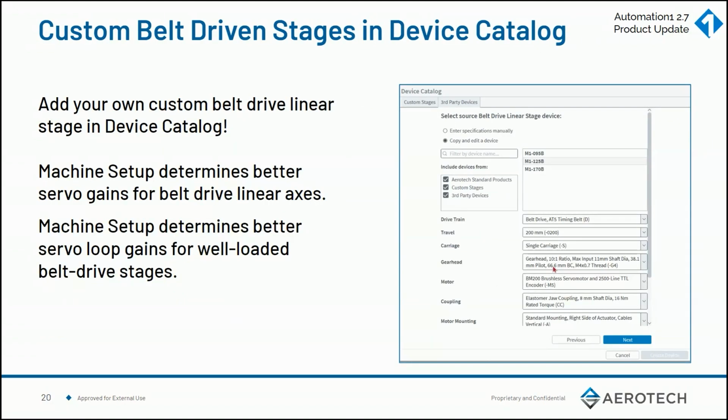If you want to do your own custom belt-driven stages or have some other third-party belt drive stage, you can now configure that in a device catalog. You can add it as a third-party device, and then it'll be accessible for you in machine setup. Machine setup was also programmed in 2.7 to do a better job at determining servo gains for belt drive linear stages, and also servo loop gains for well-loaded belt drive stages, okay? So we're making some decisions there on gains in order to get you out of machine setup with a more accurate and operational set of gains for your precision stages.